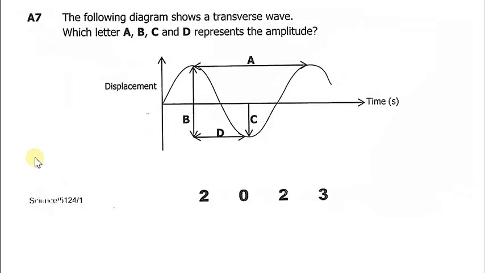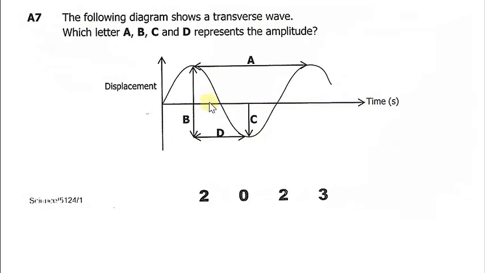So we go to A7, which says the following diagram shows a transverse wave. Which letter, A, B, C, or D, represents the amplitude? Okay, amplitude is the maximum displacement of a particle or wave from the equilibrium. This line represents the equilibrium, to the crest or the trough.